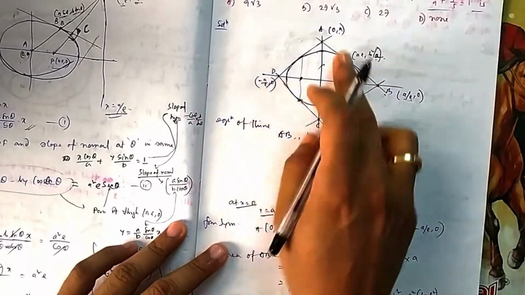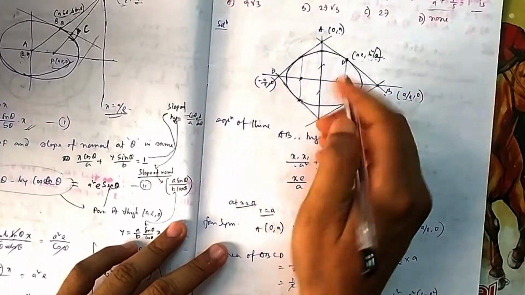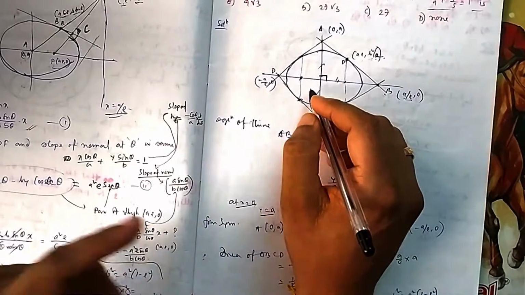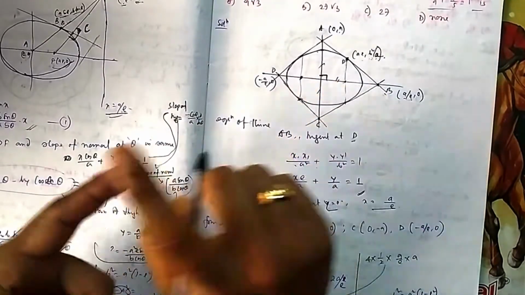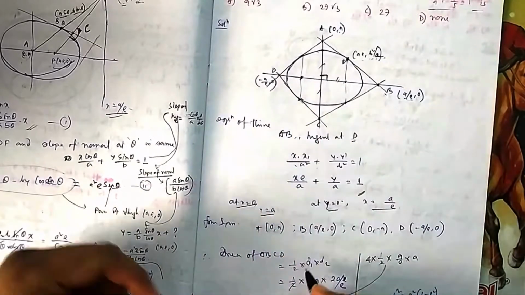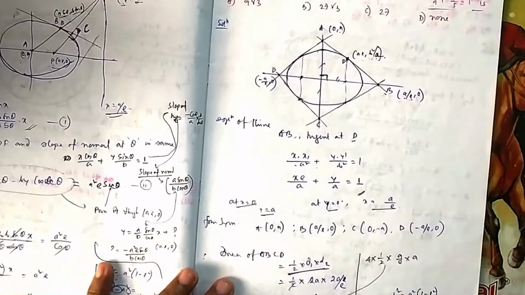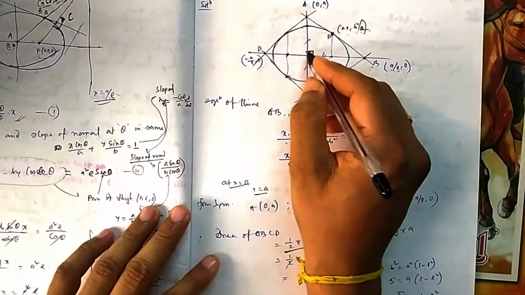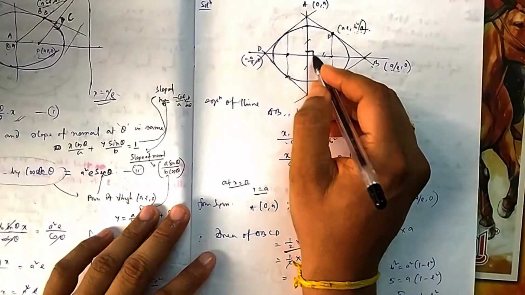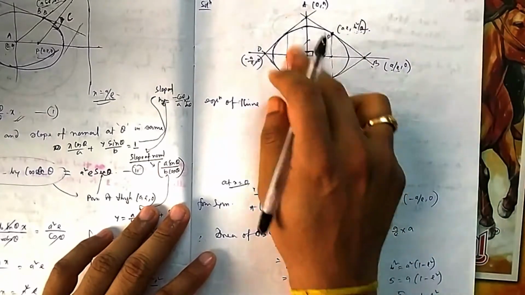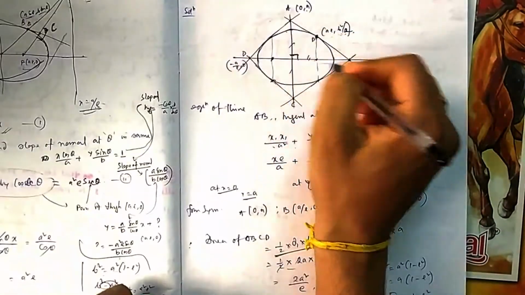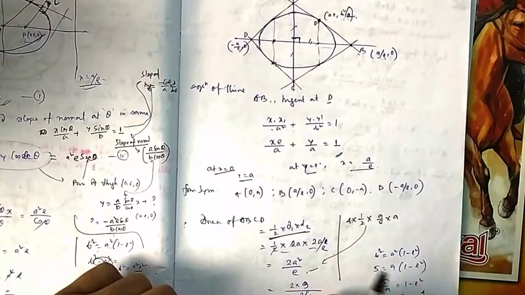If you know all this, you can see these diagonals are intersecting each other at 90 degrees. In whichever figure the diagonals intersect each other at 90 degrees, the area is half d1 into d2. It may be a rhombus, it may be a square. Anywhere you find the diagonals bisecting each other at 90 degrees, that area is always half d1 d2. So you can apply that, or you can find the area of the triangle and multiply it by 4, that will also give you the answer.